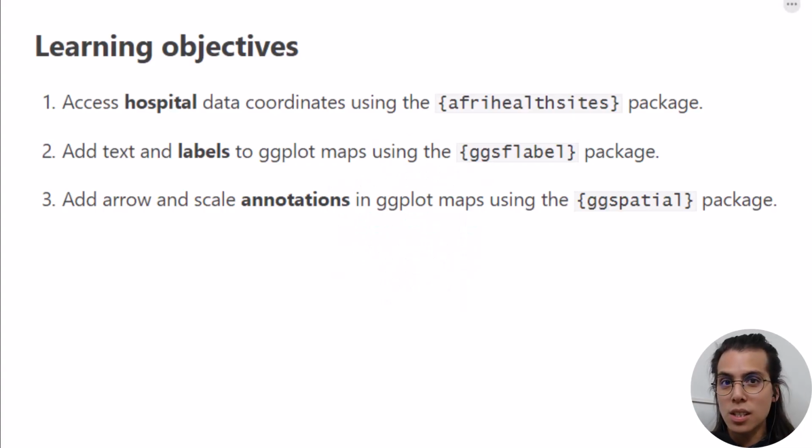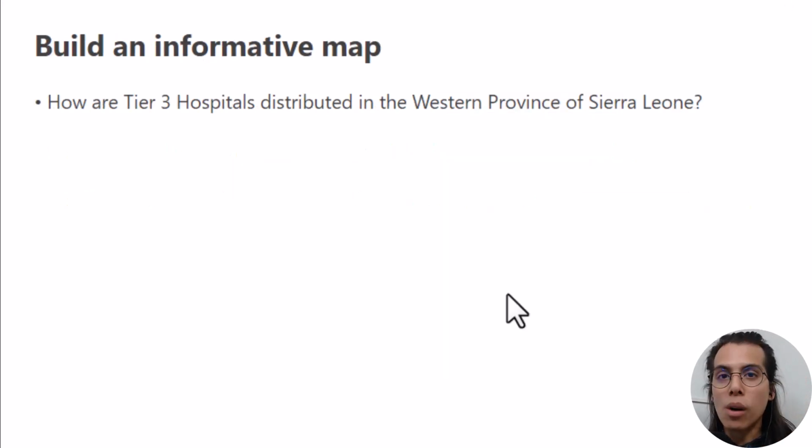Okay, so as usual, you can pause the video here and read through the learning objectives of the lesson of today. Our goal today is to answer the following question: how are the Tier 3 hospitals distributed in the Western Province of Sierra Leone?